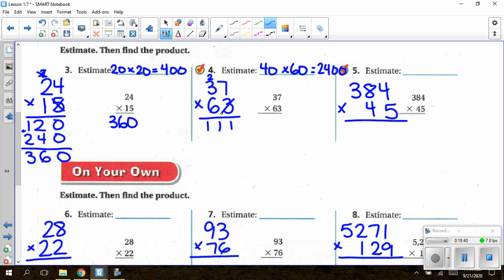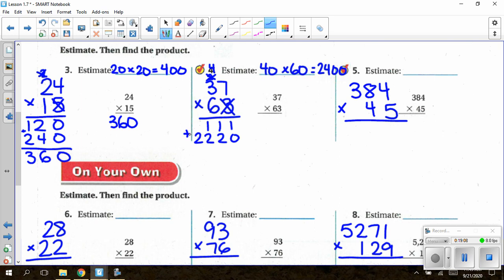I'm going to cross off the 3 from the 63 because I've multiplied that out, and cross off the regrouped 2 because I've already added that on. Because my 3 was crossed out from the second factor, I'm going to drop a 0, and now I'm going to multiply my 6 out. 6 times 7 is 42. Drop the 2, regroup the 4. 6 times 3 is 18. 18 plus 4 is 22.